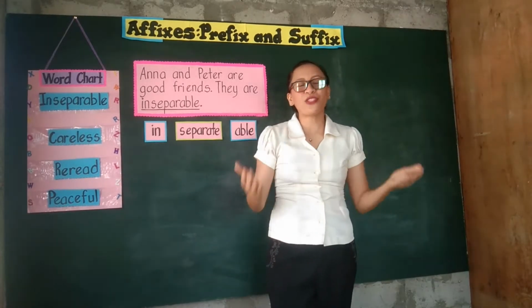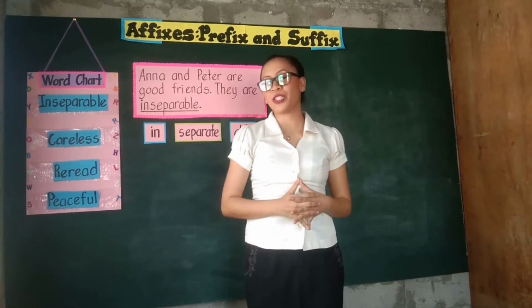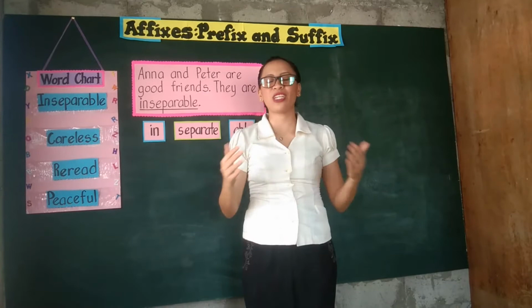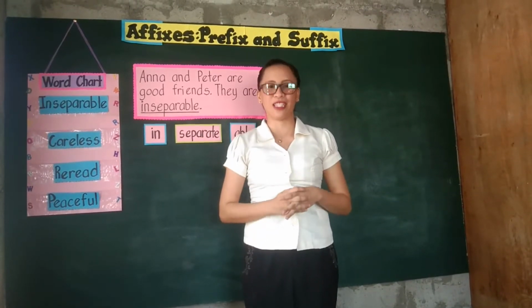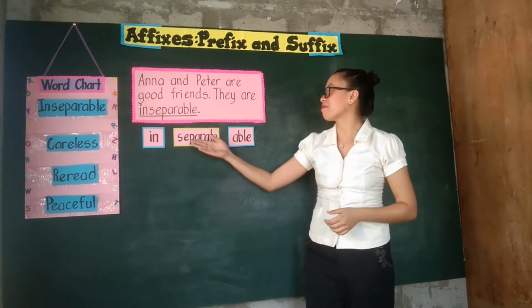Perfect. So Jean said that she loves to reread her favorite storybook, which is about Snow White and the Seven Dwarfs. That means that Jean loves to keep on reading again and again her favorite storybook. Perfect. Next, we have the word separate.